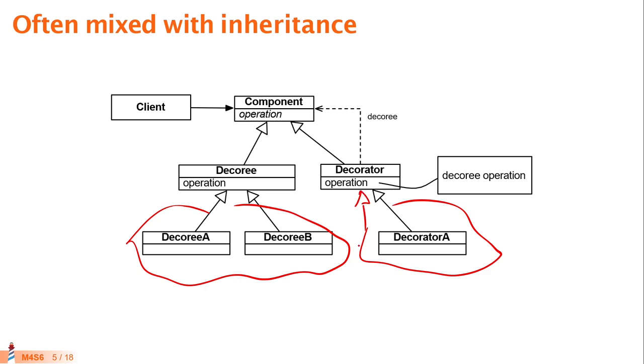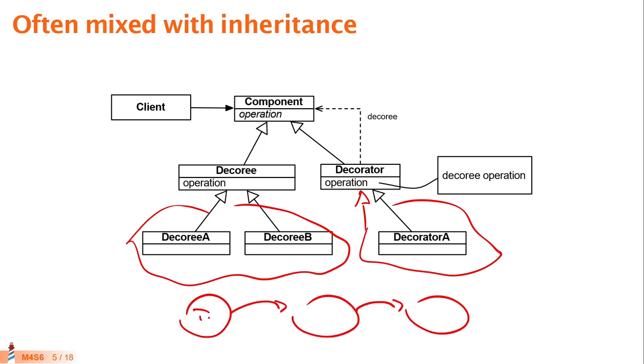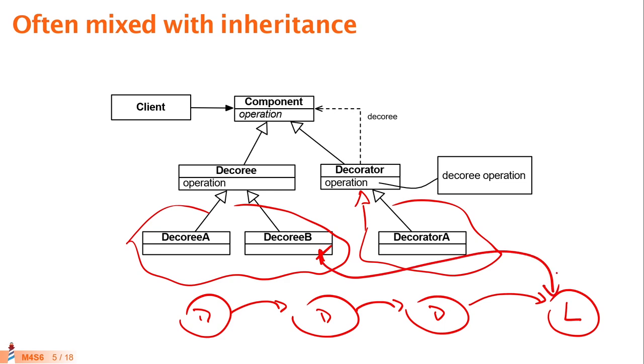And what will happen is that at the end, the only objects in the dynamic graph that do not know any other objects will be the decorees. So the decorators can be chained in a way that we have a decorator, a decorator, a decorator. But the decorees will be leaves. They will be the end of the chain.